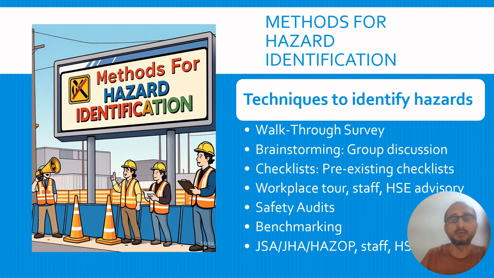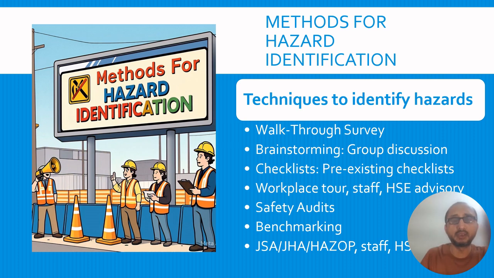Simply, you can ask your employees or workers about the hazards while doing a walkthrough survey. You can get their feedback, as they are the ones executing the jobs or activities, so they are in a good position. Then you can do brainstorming with your team. You can sit together, discuss different ideas, and identify the potential hazards.